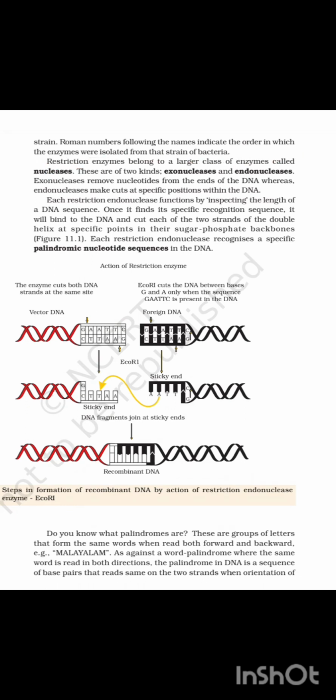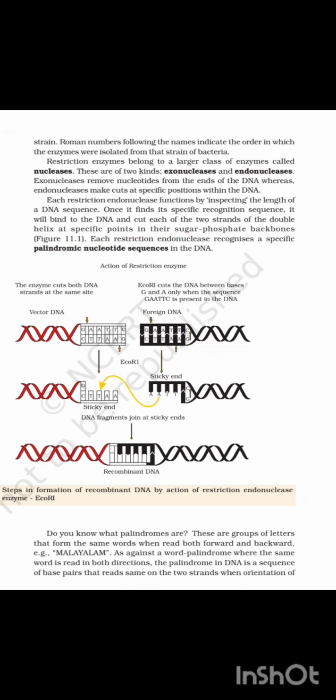Restriction enzymes belong to a larger class of enzymes called nucleases. These are of two kinds: exonucleases and endonucleases. Exonucleases remove nucleotides from the ends of the DNA, whereas endonucleases cut at specific positions within the DNA. Each restriction endonuclease functions by inspecting the length of a DNA sequence. Once it finds its specific recognition sequence, it will bind to the DNA and cut each of the two strands of the double helix at specific points in their sugar-phosphate backbone.